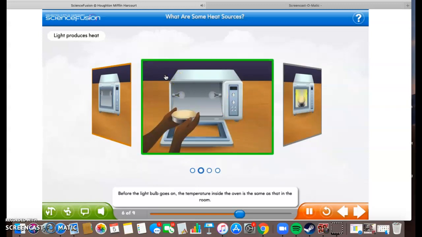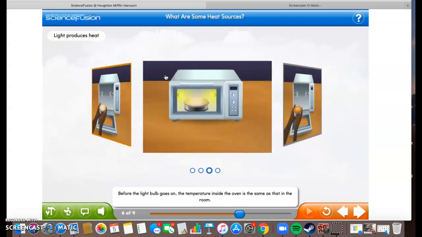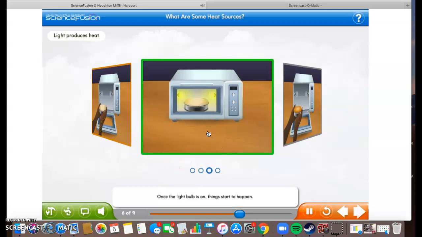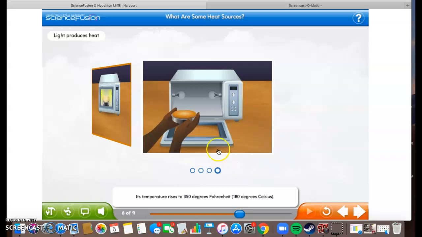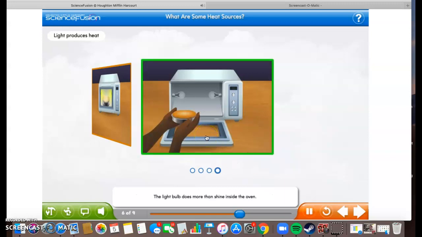Before the light bulb goes on, the temperature inside the oven is the same as that in the room. Once the light bulb is on, things start to happen. The oven warms up. Its temperature rises to 350 degrees Fahrenheit, 180 degrees Celsius. The light bulb does more than shine inside the oven. It also gives off heat, enough to bake the cake.